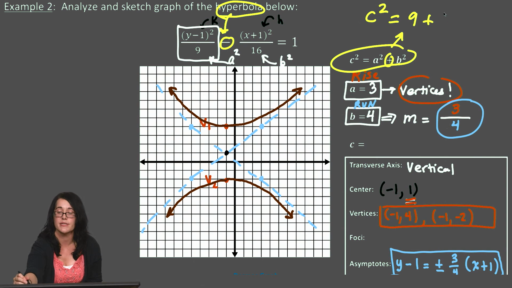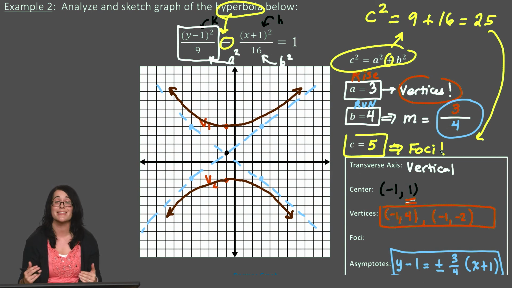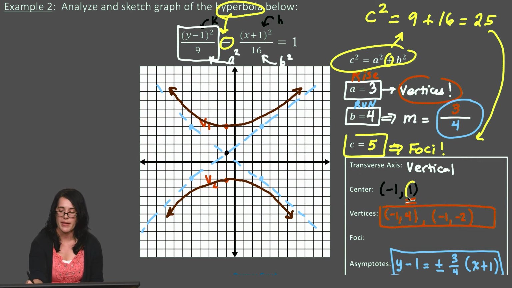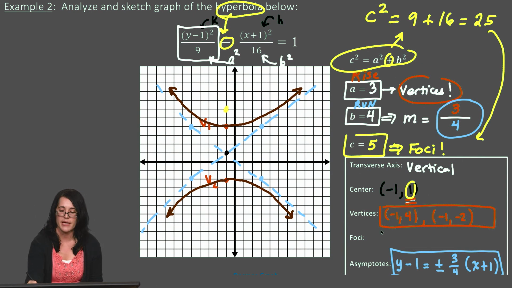B squared, that was just 16. In this case, we get a nice number. It's 25, so C must be its square root, which is 5. So if C is 5, that takes me to my foci. But be careful, it's not from the origin. It's from the center on the right beyond the transverse axis, beyond the vertices on the transverse axis. So we'd start at our center, and we would go up and down 5 units from the y value of 1 at the center. If you go up 5 units, for example, 1, 2, 3, 4, 5. So that is the location of -1, 6.